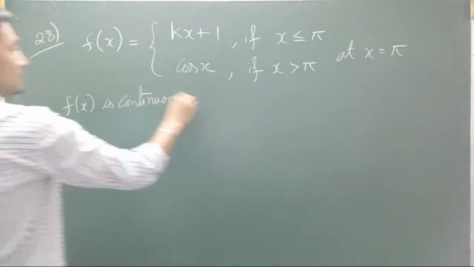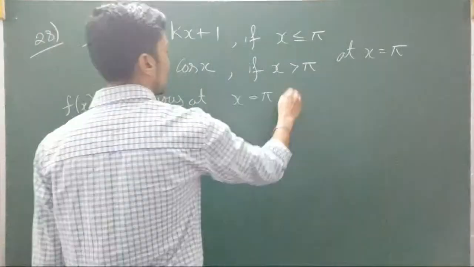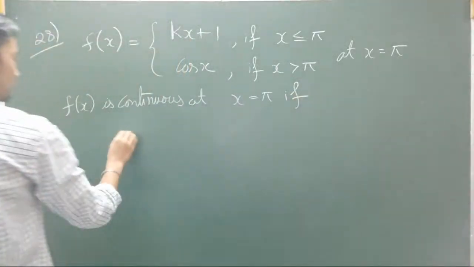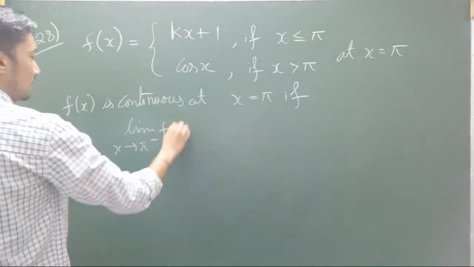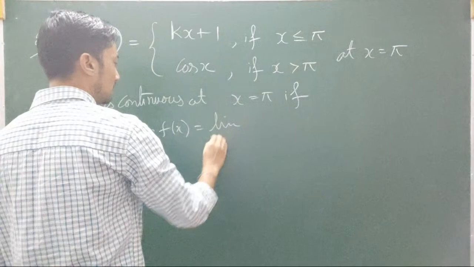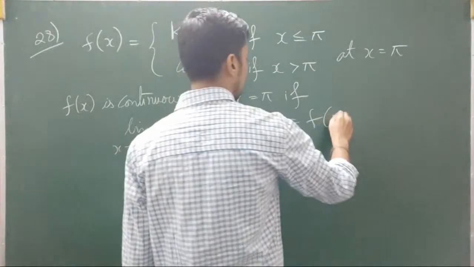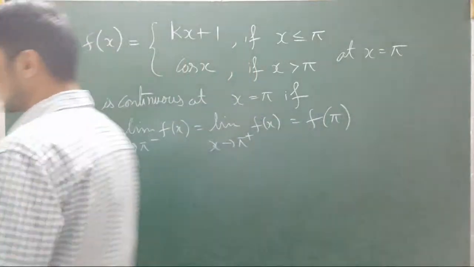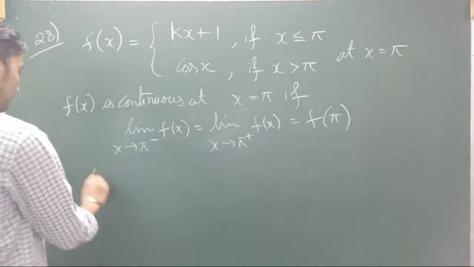f of x is continuous at x equal to pi if the limiting value as x tends to pi minus, the left hand limit, is equal to the limiting value as x tends to pi plus, the right hand limit, is equal to the value of the function at pi. Then we can say that the given function is continuous. So let's start with the left hand limit.